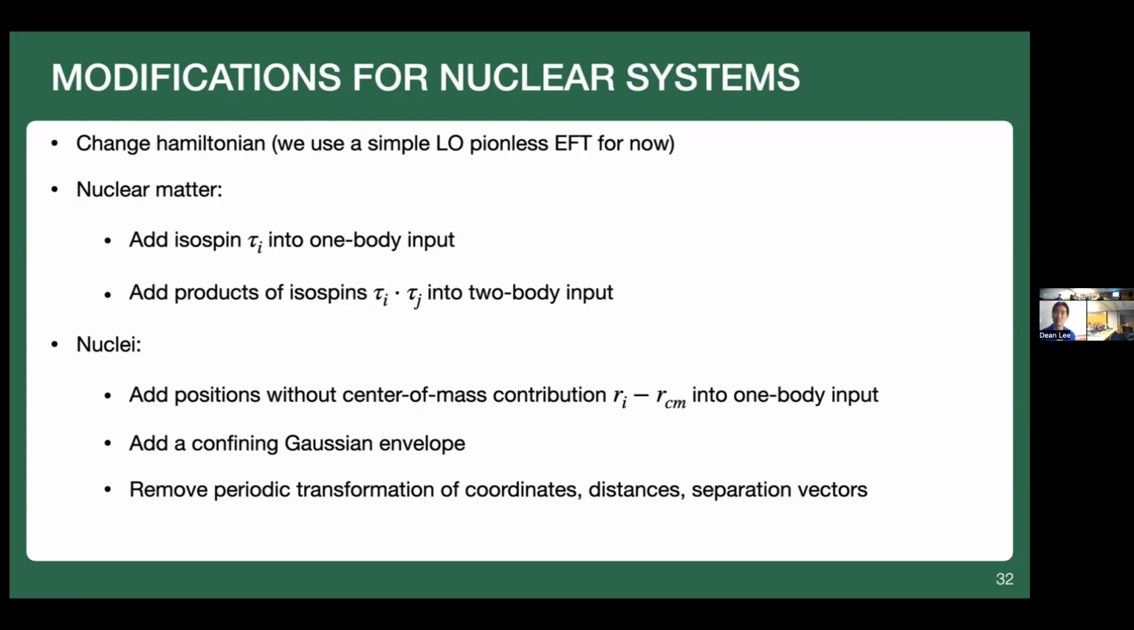For nuclei though, there are a couple of additional steps. For the boundary conditions, instead of having a minimum image convention, applying this periodic treatment for the distance variables, we just have a defined Gaussian envelope. And for nuclei, since we don't have translational invariance anymore, we input the positions themselves into the one-body input and also subtract the center of mass contribution. That's all you really need to do in order to make it work for nuclei.